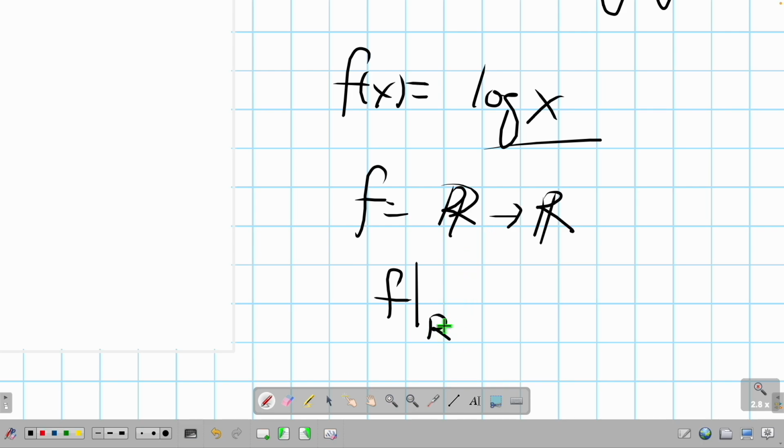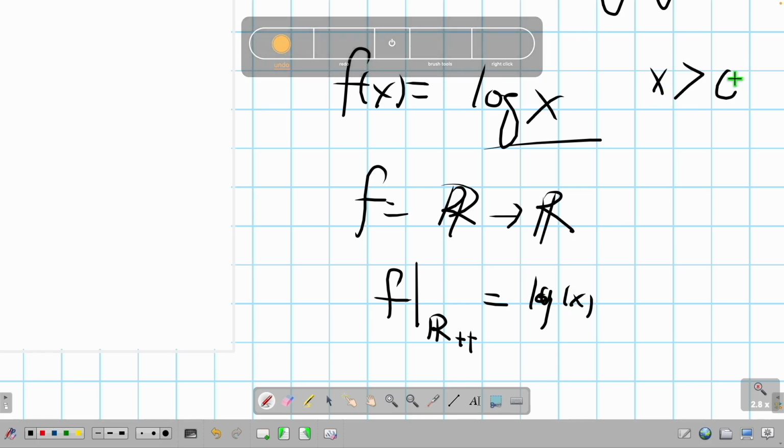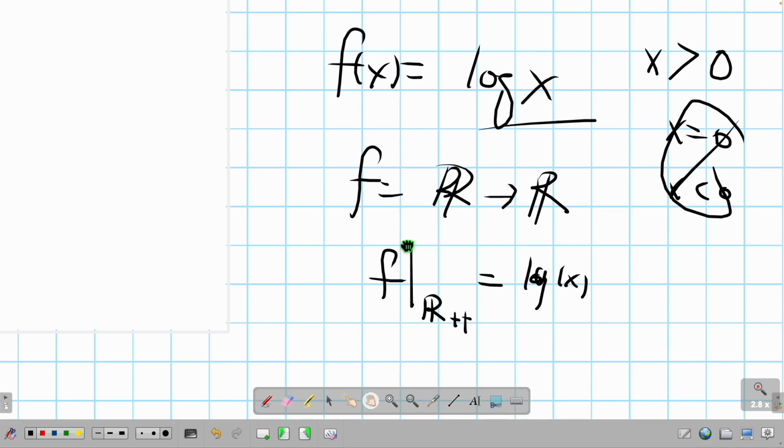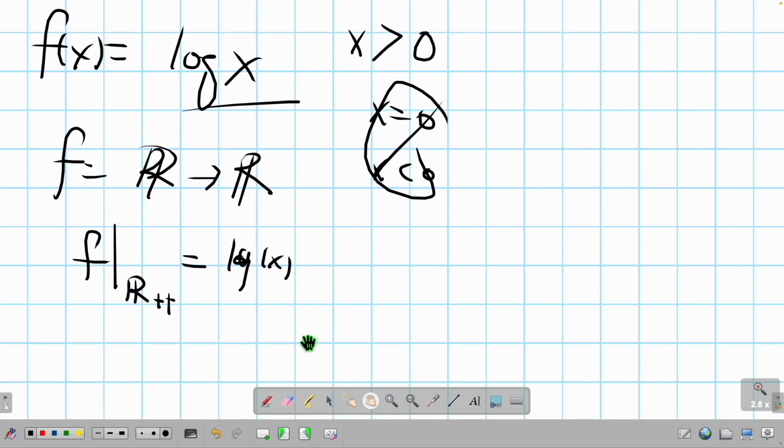So I will have R plus plus. This means I only have x larger than 0. I don't even allow this. No. And this, no. So these two are no way. This is the idea. So this is restriction. Because if x is negative, error. For this class, x negative is an error.